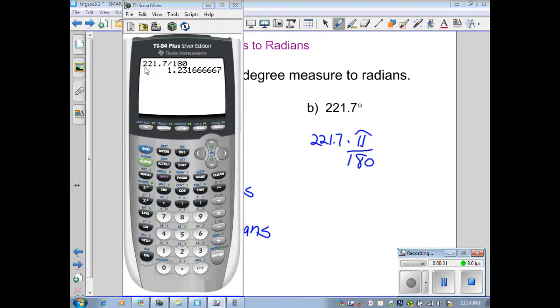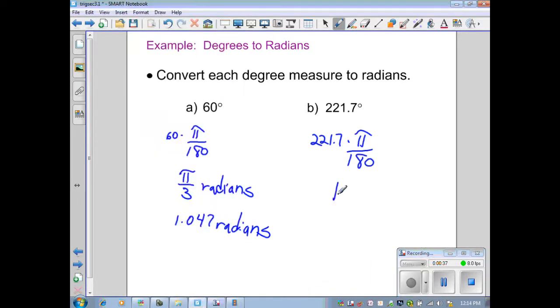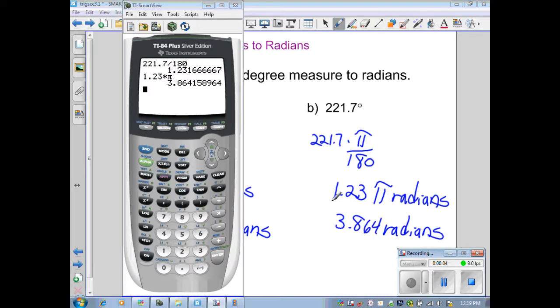On the calculator, I have 221.7 divided by 180. That gives us 1.23 pi radians. As in the previous problem, I can convert 1.23 pi into a decimal by using the calculator, 1.23 times pi, and I get 3.864 radians.